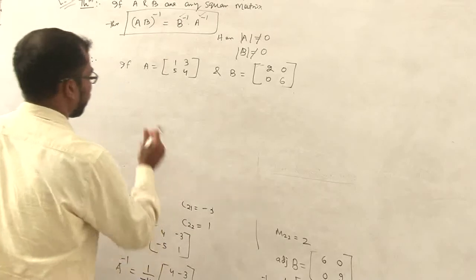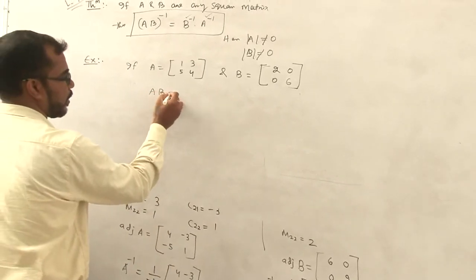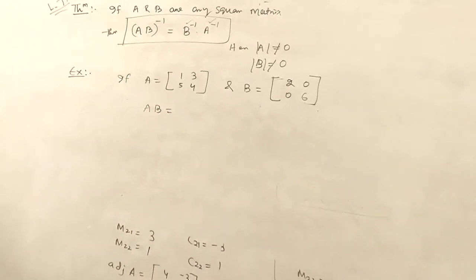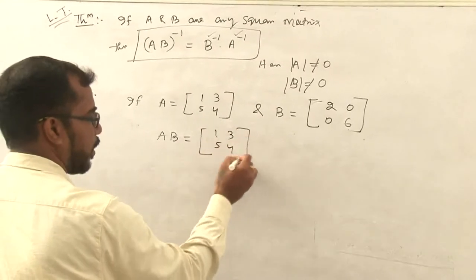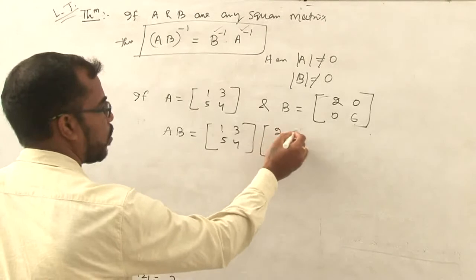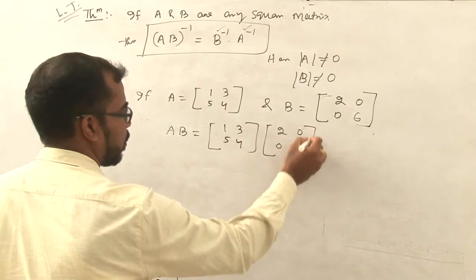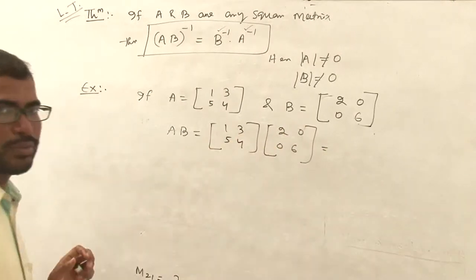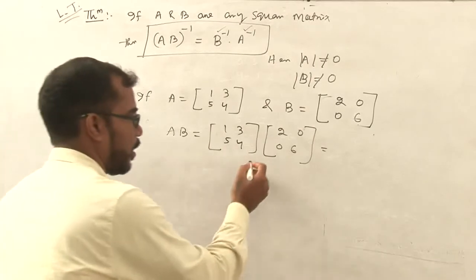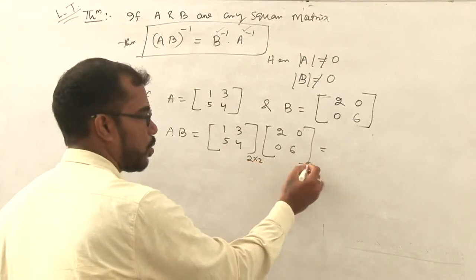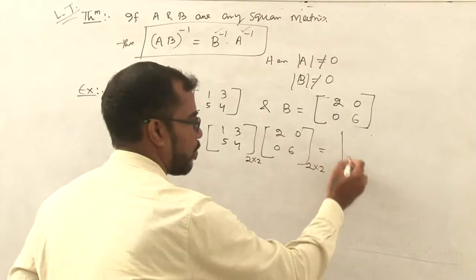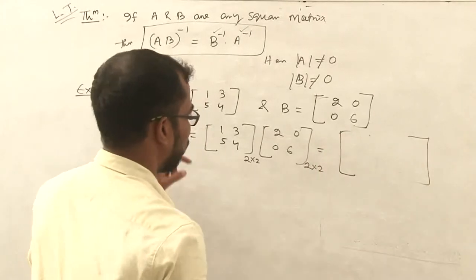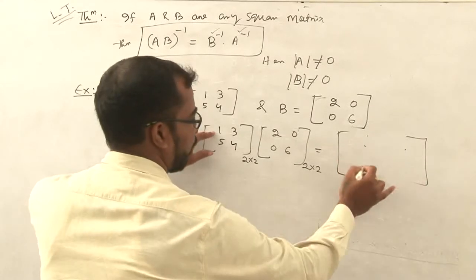First we write A into B. So here A is 1, 3, 5, 4 and B is 2, 0, 0, 6. First we have to check it is possible to multiply or not. As you know, it is 2 into 2 and it is also 2 into 2. So it is possible and the solution must be a 2 into 2. So these are the 4 elements.